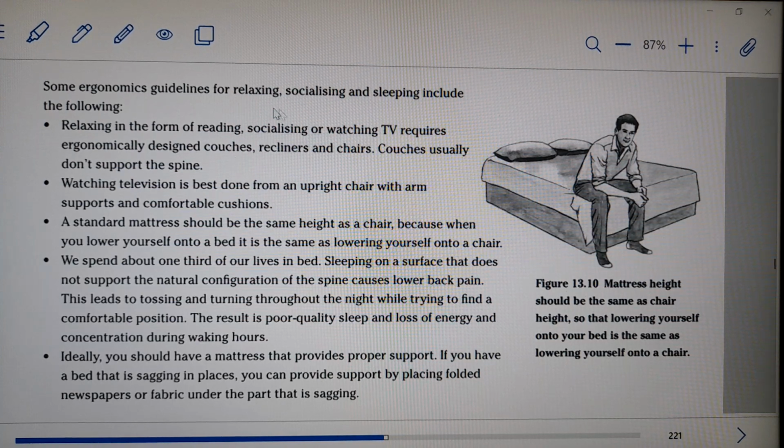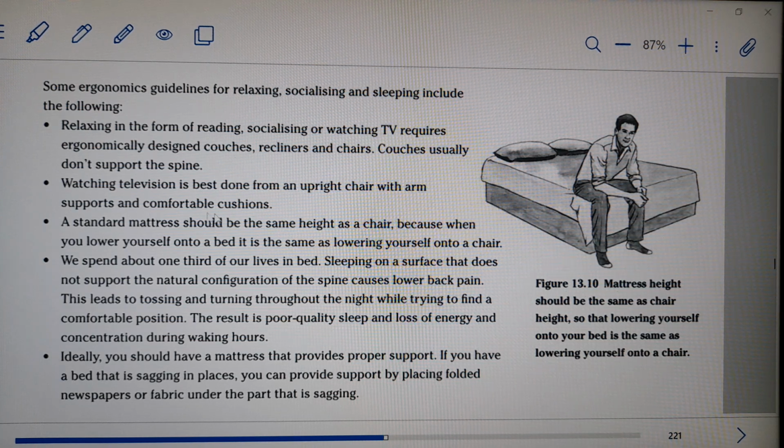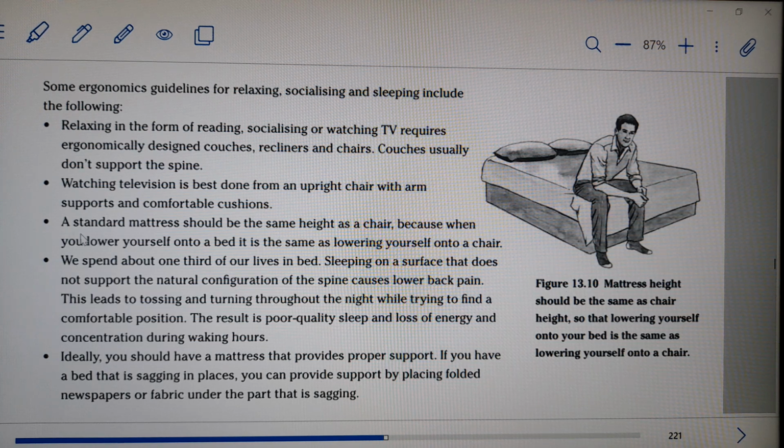Some ergonomics guidelines for relaxing, socializing, and sleeping include the following. Relaxing in the form of reading, socializing, or watching TV requires ergonomically designed couches, recliners, and chairs. Couches usually don't support the spine. Watching television is best done from an upright chair with arm supports and comfortable cushions. A standard mattress should be the same height as a chair because when you lower yourself into a bed, it is the same as lowering yourself into a chair.